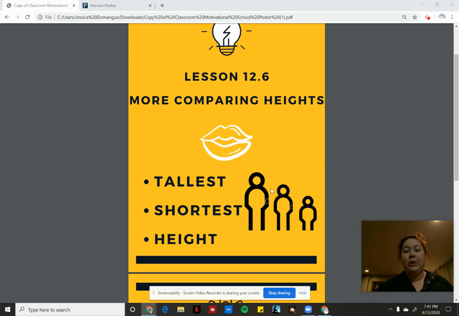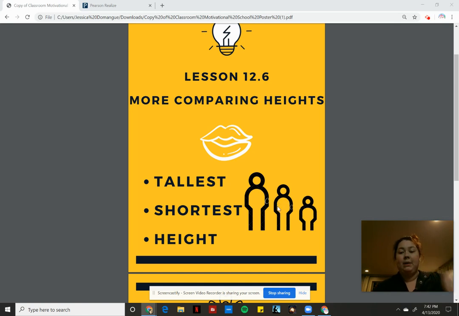And yesterday we compared two objects. So we had two friends over here in our picture yesterday, and they were compared, and we said, okay, the friend on the left is taller than the other friend, and the friend on the right is shorter than the friend on the left. But today we have how many people in our picture?